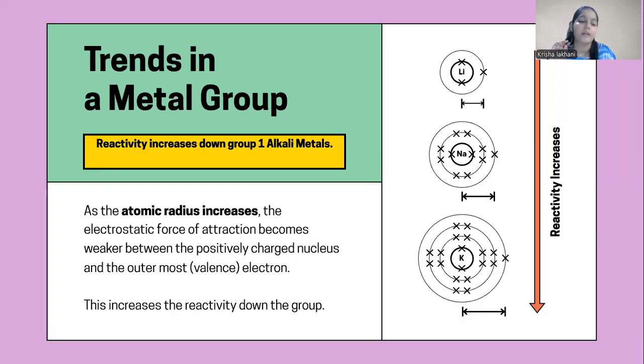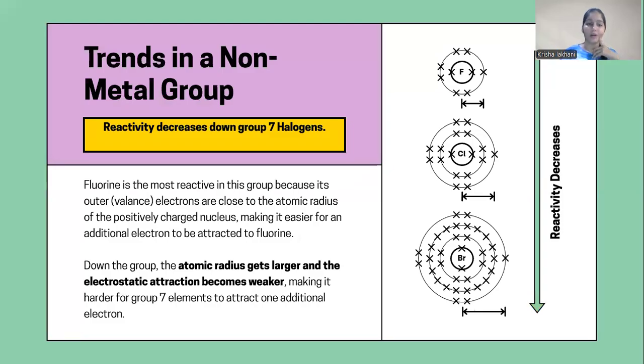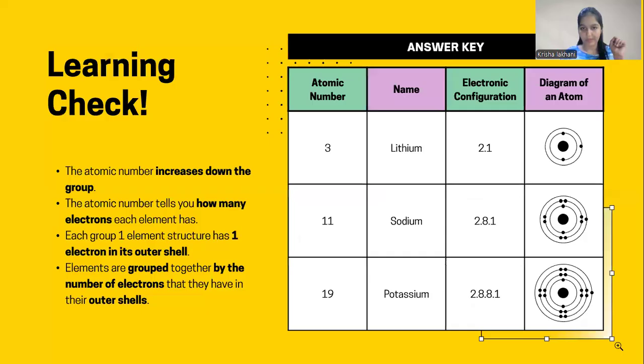This increasing reactivity goes on down the group. As we go down the group, lithium, sodium, potassium, the reactivity also increases. Is this very clear to you all? Now comes the non-metal groups. This was about metal groups. This was group 1. One more thing, to be very precise.